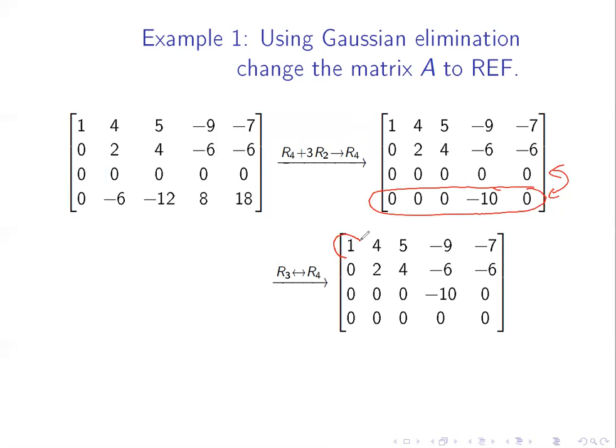So this is my first leading entry. This is my next leading entry, and here's my third leading entry. And notice they move to the right as we go. Secondly, they all have zeros directly below them. So I have all zeros, all zeros, all zeros. Because of that, the only row of zeros is in the last line. We satisfy the three conditions of row echelon form, and thus we are done for row echelon form.